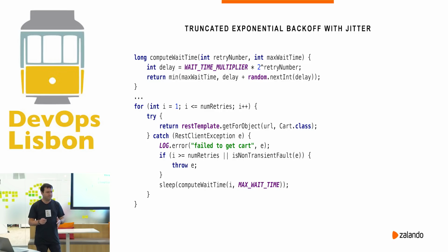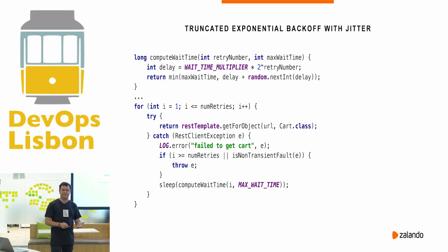So now we have a nice retry strategy. We know what transient faults are. We are backing off. But by the way, I didn't mention the name, the fancy name that this pattern has. It's truncated because it ends at a value that you define: don't wait for longer than this number. Exponential backoff, because it's an exponential function. And with jitter, the jitter is the random part.